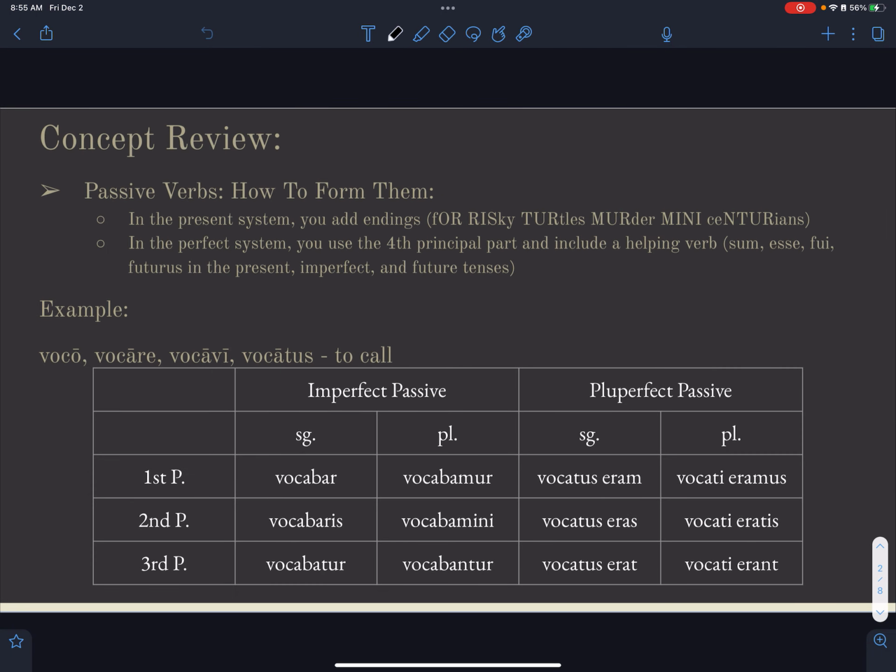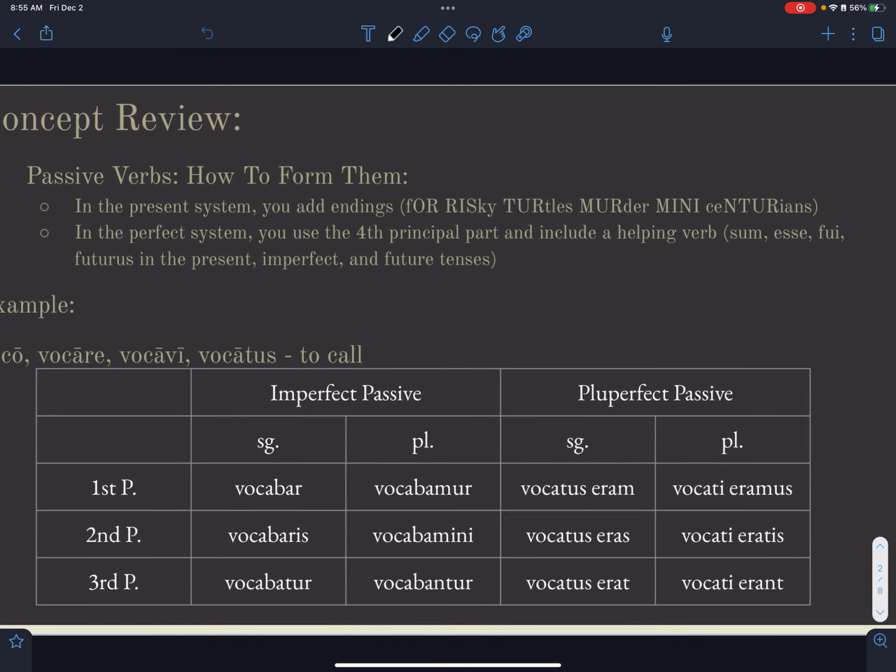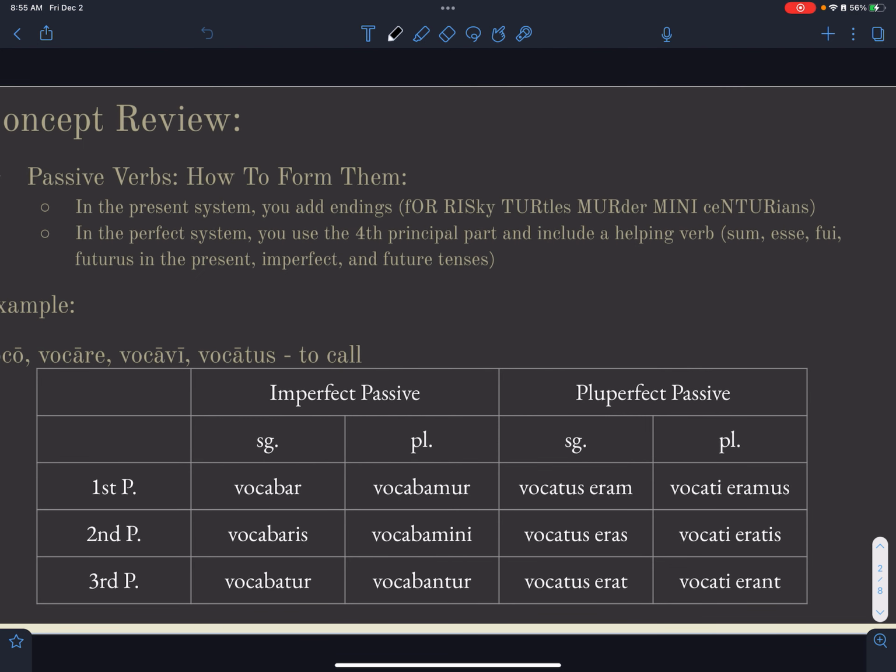Okay, so let's just review some concepts. Passive verbs, how to form them. We've got two verb systems in Latin: the present verb system and the perfect verb system. What are the three tenses in the present verb system? The present, the imperfect, and the future. And in the perfect system, we have the perfect, pluperfect, and future perfect.